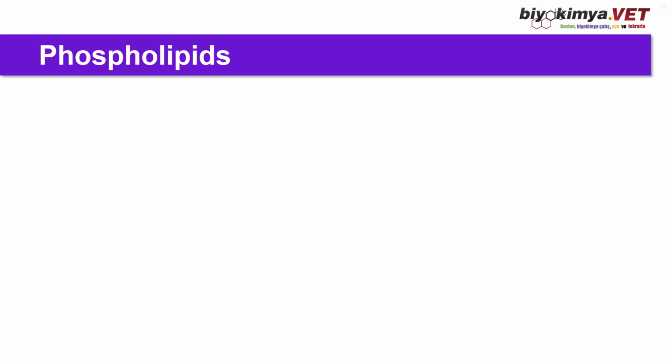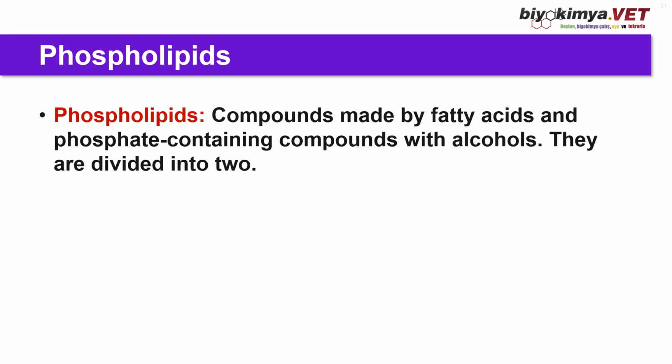It's time for glycerophospholipids. But before moving on to glycerophospholipids or phosphoglycerides, it is necessary to briefly explain the concept of phospholipid. Phospholipid is a more general expression and briefly refers to any lipid molecule with phosphoric acid residue. In other words, I'm talking about lipids carrying phosphate in their structure. And phospholipids are defined as compounds made by fatty acids and phosphate containing compounds with alcohols, and here the glycerol.